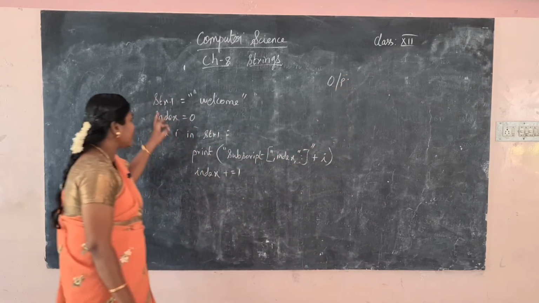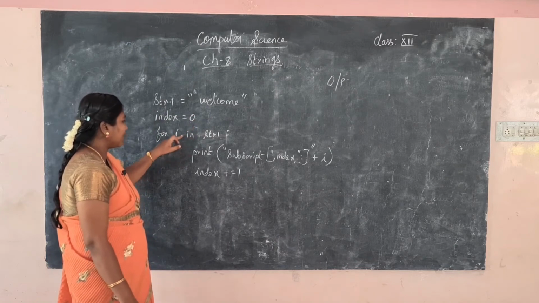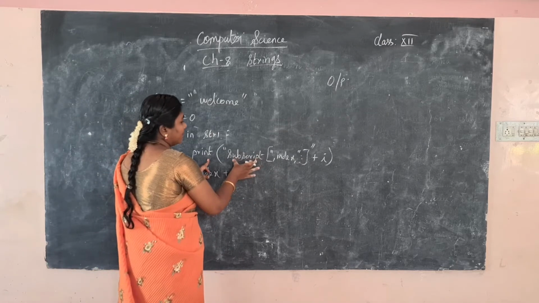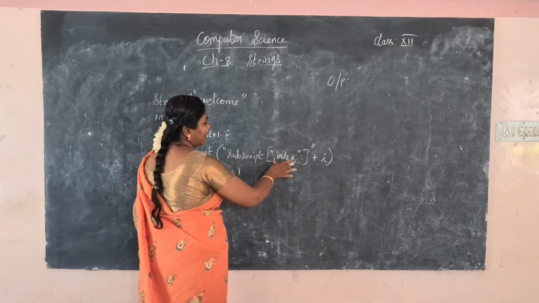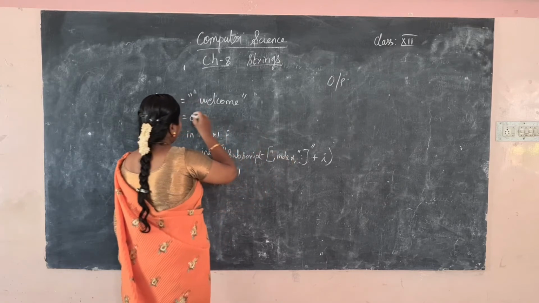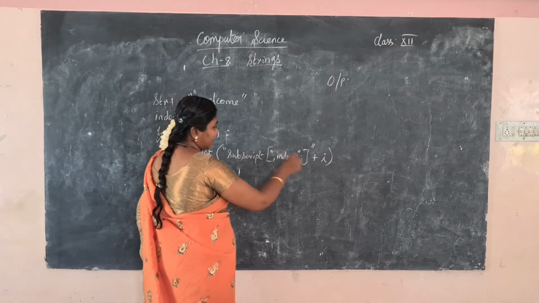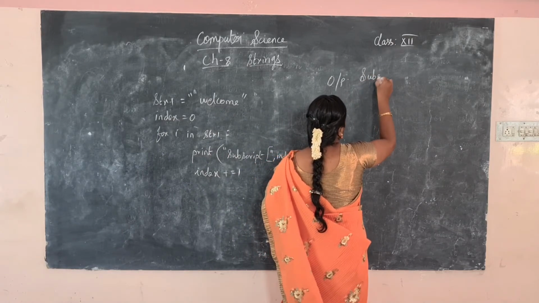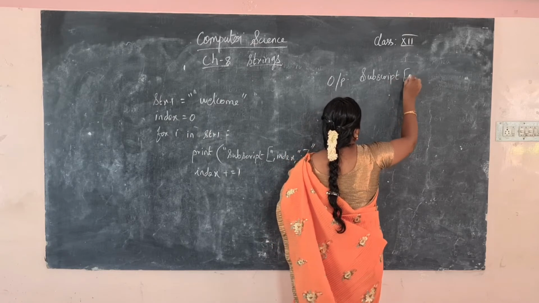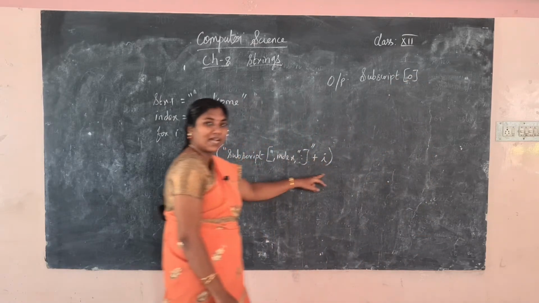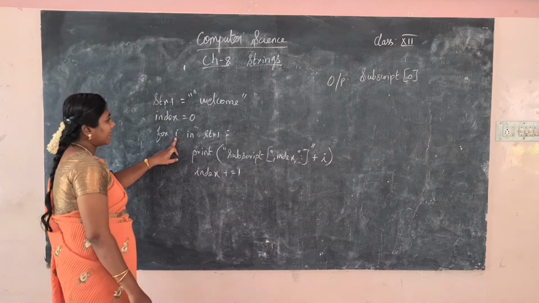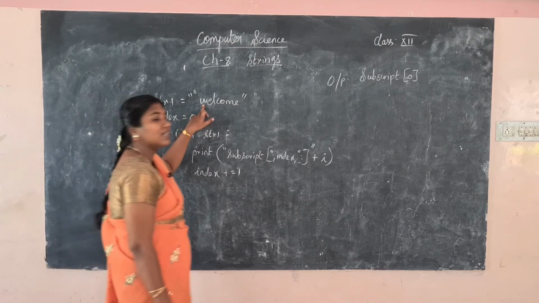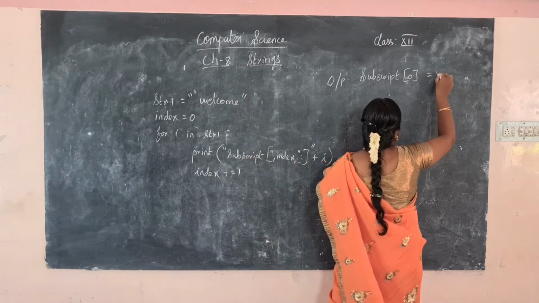First, string 1 is having welcome, index is 0. So first it will get into the print statement. What have I asked to print? "Subscript" will be printed as such, and then within the square bracket I have asked to print the index value. What is the value of index? 0. So subscript of 0. First the index is 0, then plus I. So what is the value of I? I will be having the subscript of 0 in string 1. So subscript of 0 is W.